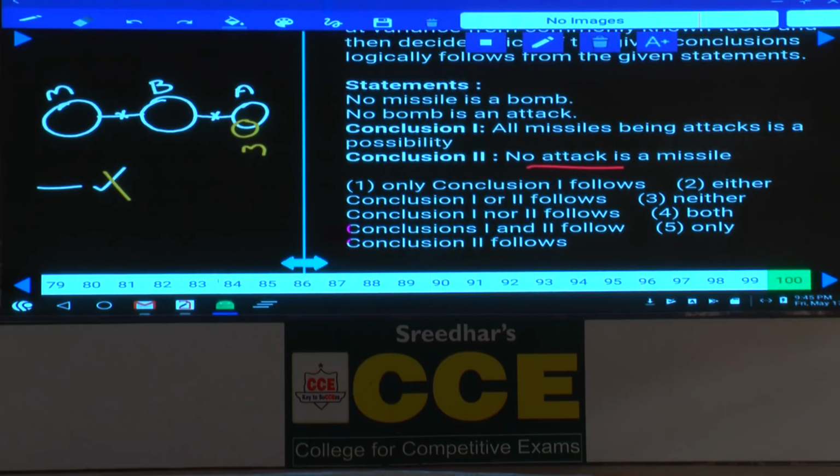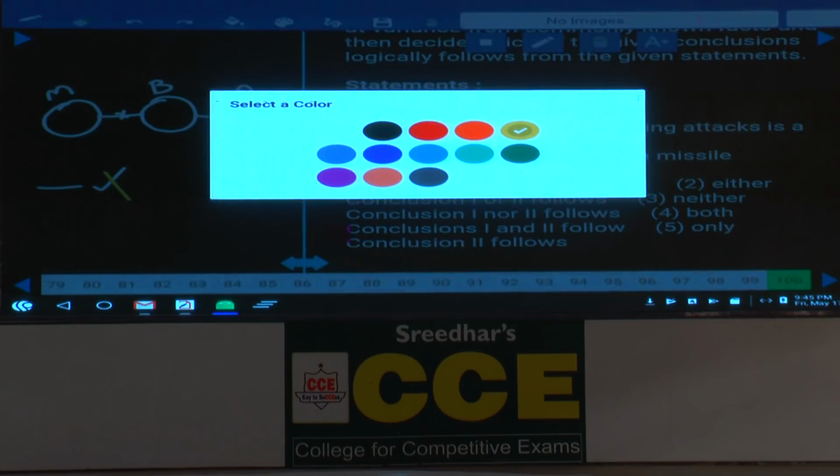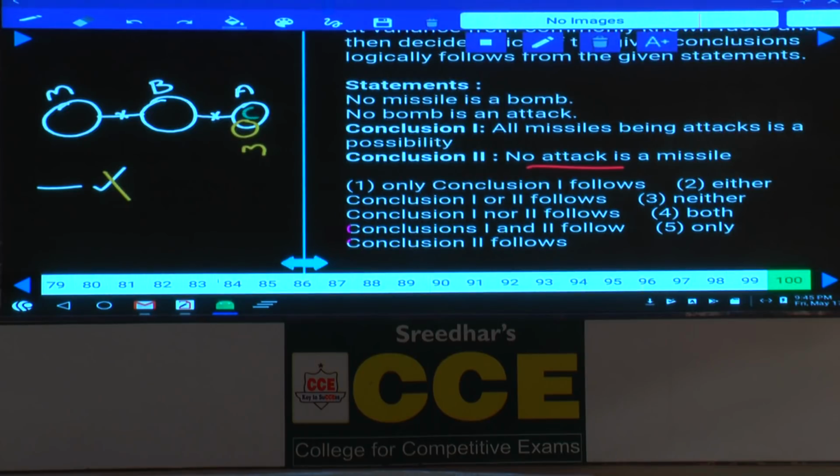Then coming to the second one, first one, all missiles or attacks is a possible. Now tell me all these missiles or attacks is possible or not. Now tell me whether I can write this missile like this or not. Yes, hence the first one is true. Hence only one follows, that is choice 1.